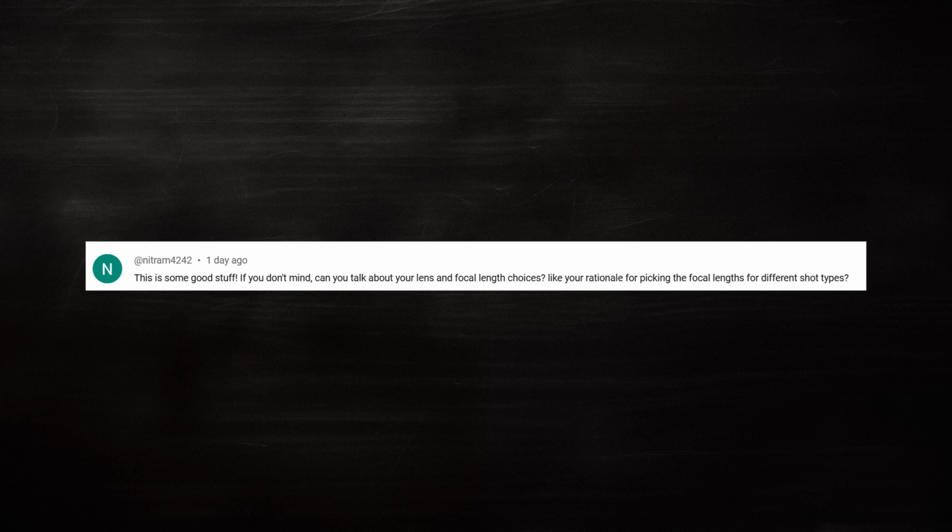Okay, let's get into today's question. This one comes from NitRam4242. This is some good stuff. If you don't mind, can you talk about your lens and focal length choices, like your rationale for picking the focal lengths for different shot types?